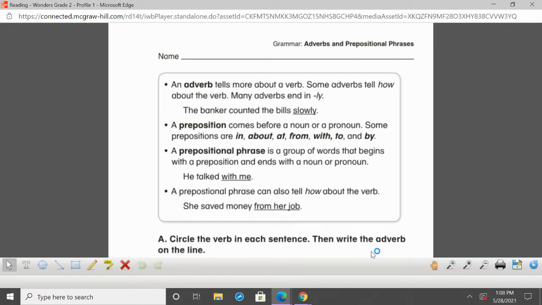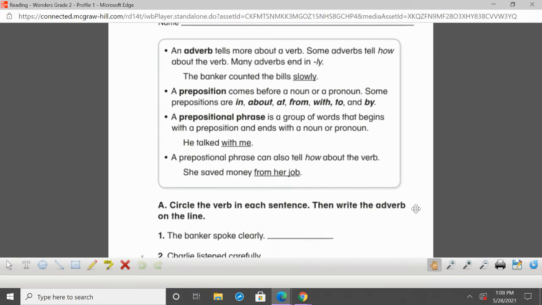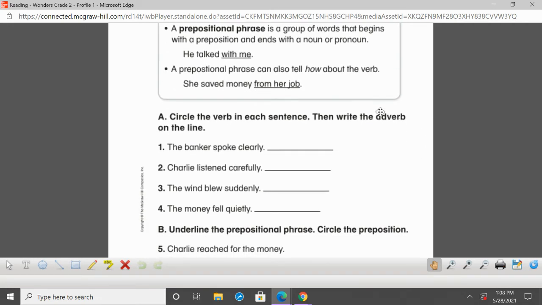I know that was a lot of information, but let's go ahead and give this a practice. It says, circle the verb in each sentence, then write the adverb on the line. So we first have to find the verb. Let's look at number 1. The banker spoke clearly. I see that spoke is our verb here, and the word clearly describes how the banker spoke. So that is my adverb. It is giving me more information about the verb spoke. How did the banker speak? He spoke clearly.